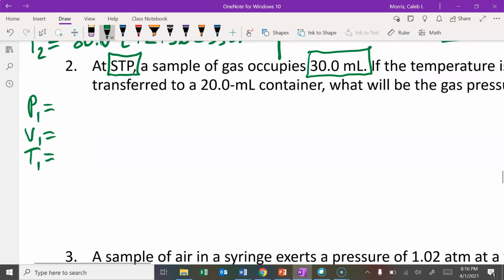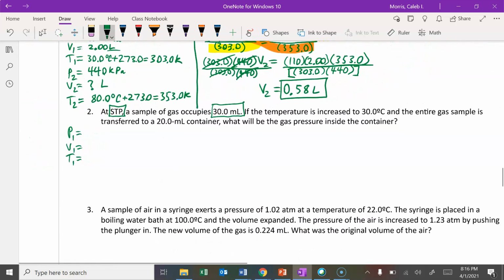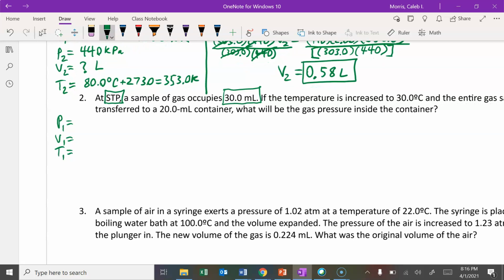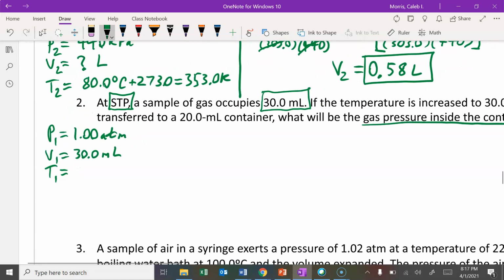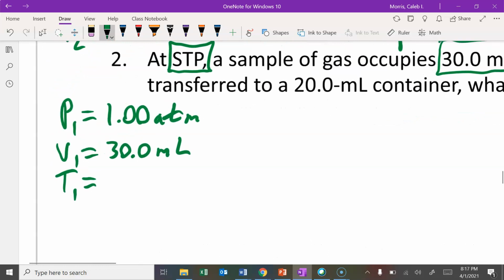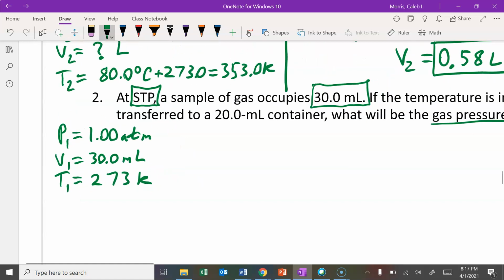That's 1 atmosphere, or what are the other units that we have in this? Well, it doesn't tell us what will be the gas pressure inside the container. So I'm just going to go with our standard units of 1.00 atmospheres. Our initial volume is 30.0 milliliters. And our initial temperature is standard. Standard temperature is 273 Kelvin. All right, that's our starting values.